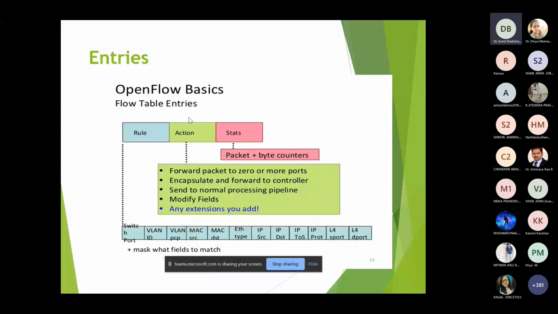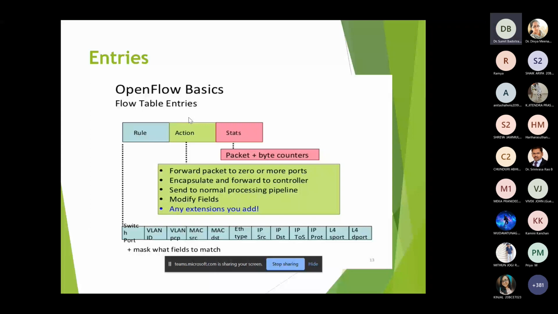Then action: what action is to be performed either by your OpenFlow switch or by your SDN controller. So some of the actions are like forward the packet to 0 or more ports, encapsulate and forward to the controller, send to normal processing pipeline, modify the fields, or any other extension that you would like to add for it. That means extensions are customized changes that one can go for.